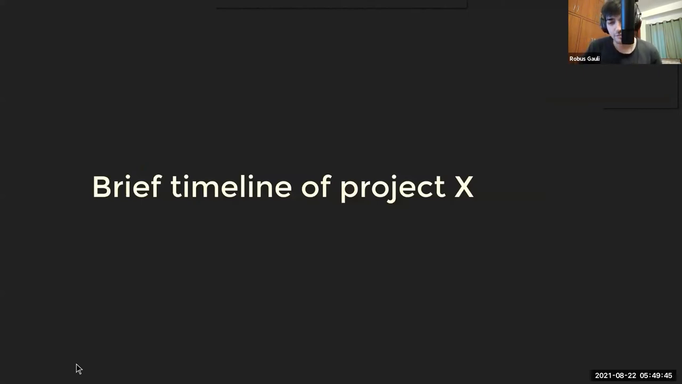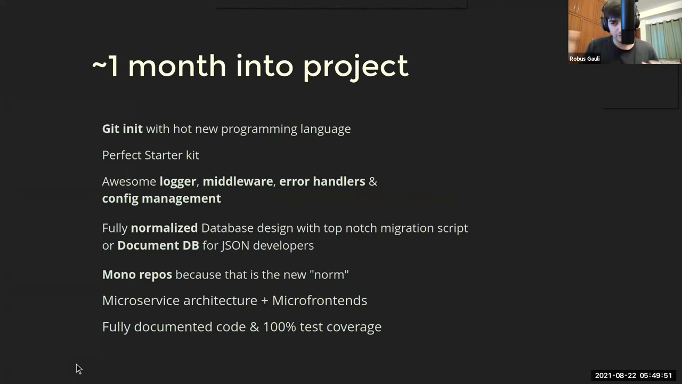Let's start with a scenario of a project X. It could be anything. Let's look at the brief timeline. During the first month of a project, if you can relate, teams are pumped up and ready to hit the go button and open up the VS Code editor and start coding, right? But between that, the team selects microservice architectures, and sometimes they want to do micro frontends and go mono repo. Right now the trend is everything mono repo. They have a database setup, a migration script ready, fully documented code, and 100% test coverage.